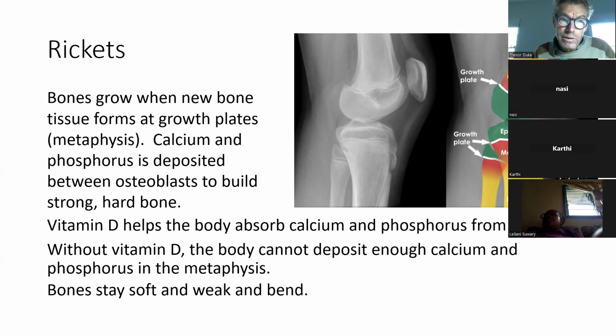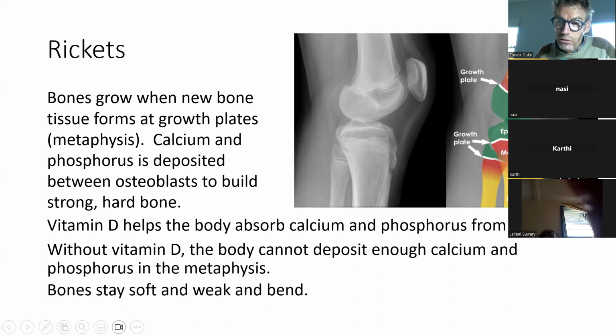I wanted to just say a bit about rickets and try to explain why rickets occurs. Rickets occurs when the bone is growing at the growth plate, which is between the metaphysis and the epiphysis. The bone is growing at that point. Then the body has to lay down calcium and phosphate in between the osteoblasts for bones to be strong and hard. And if you don't have enough vitamin D, so the body can't absorb enough calcium, then a child will develop rickets.